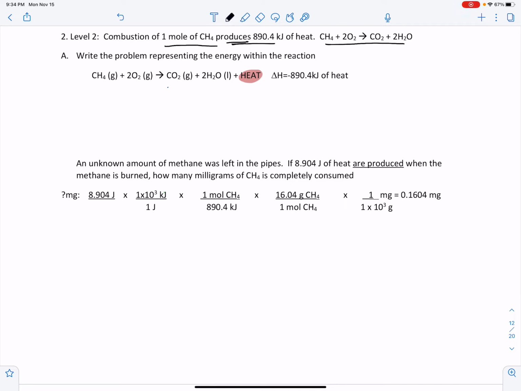Remember that kind of reaction is exothermic, and that our sign that goes with it is negative. That's that keyword produces, yields, like those kinds of words mean that heat goes on the right.